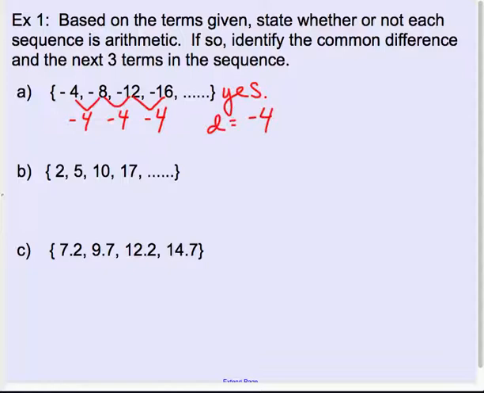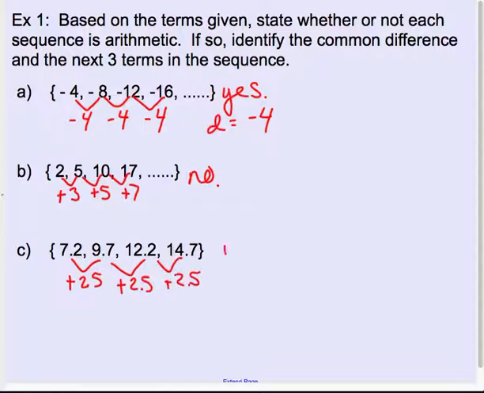For my second sequence, I would add 3, add 5, add 7. Because that number is not consistent, it is not an arithmetic sequence. And our last sequence, I would add 2.5, add 2.5, add 2.5. So yes, this is an arithmetic sequence, and the common difference would be 2.5.